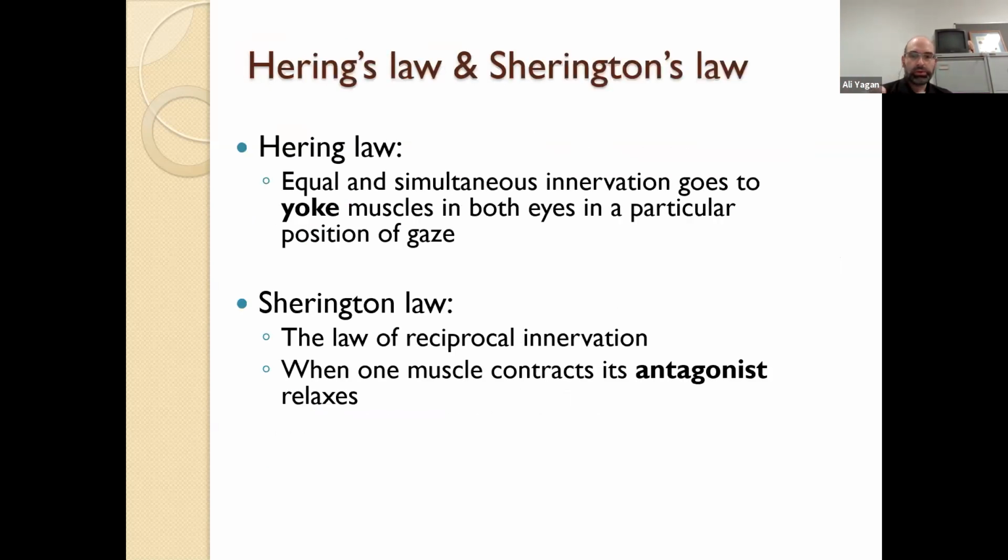And these are the two laws that govern eye movement. Hering's law means that yoke muscles will get the exact amount of nerve feed to allow the eyes to move in the same direction at the same time. And Sherrington's law means that when you feed, for example, the lateral rectus muscle, an equal inhibition will happen to the medial rectus muscle to allow the muscle to relax and the eye to move in that direction. So the antagonist of the contracting muscle relaxes.